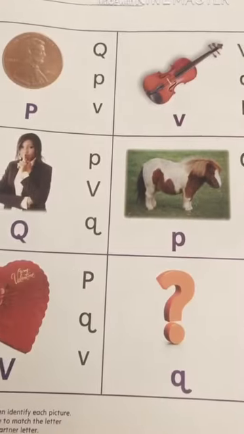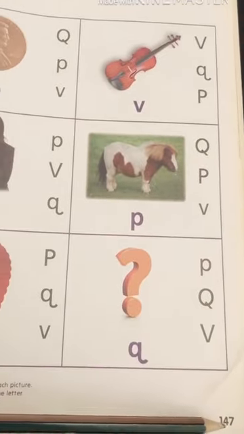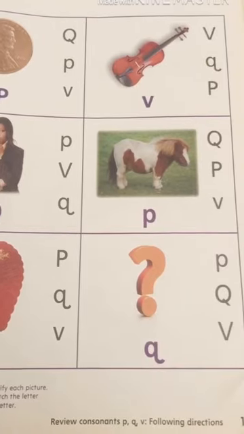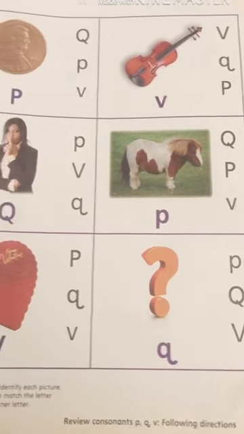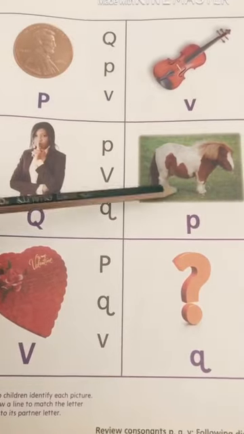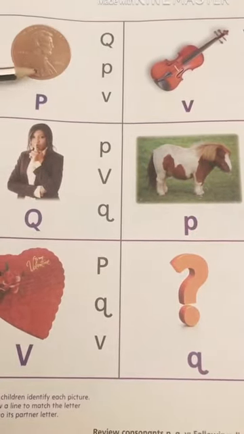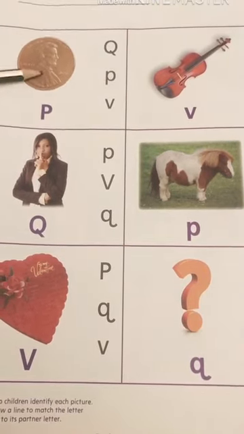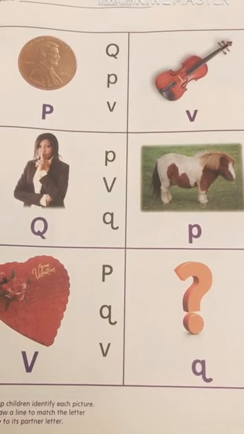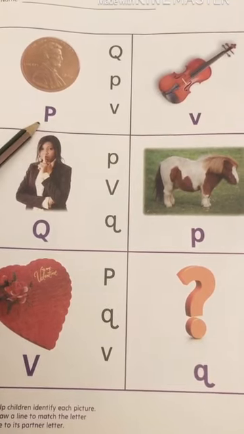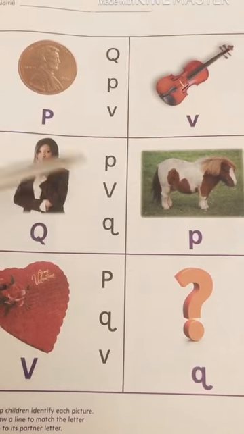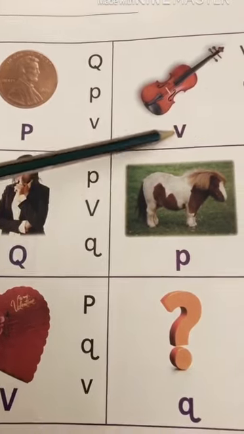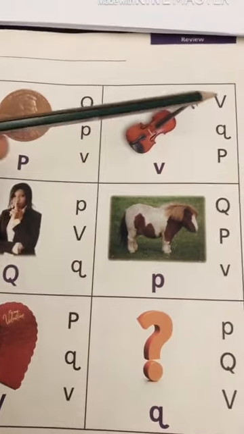Okay, now please open your phonics book to page 147. Okay, in this page there are some pictures, and under each picture there is a letter. This letter will help us to know what the picture is. We have to say the sound of each letter and look for its partner. After that, we have to draw a line from these letters to its partner.